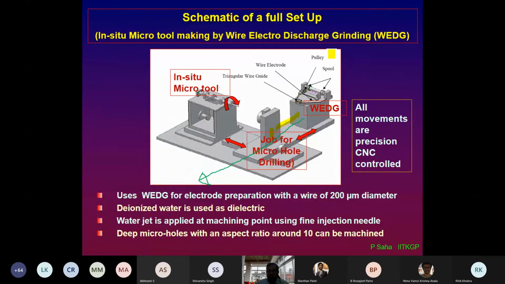So you see, identify the pulleys over here. These are the spools, where one is the supply spool of the wire and one is the take-up spool, and this is the route through which it will go. And we have a small triangular wire guide. And this is the in situ micro tool fabrication setup.